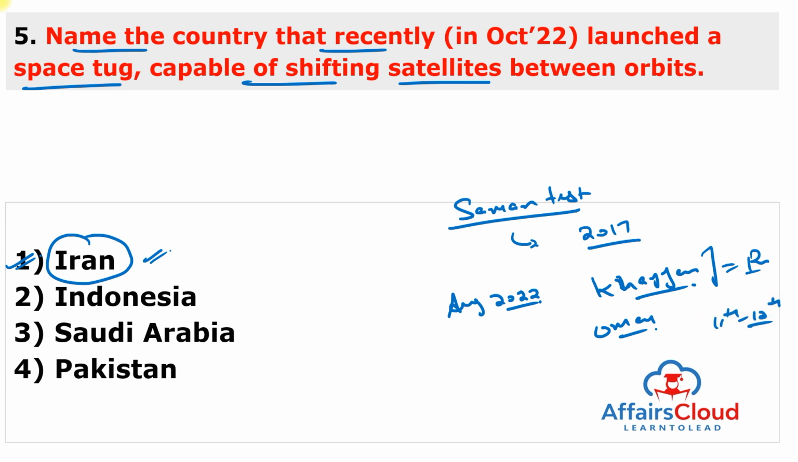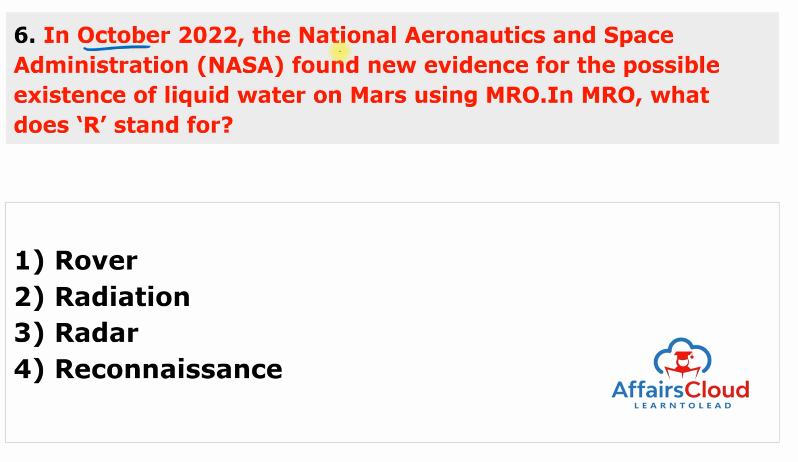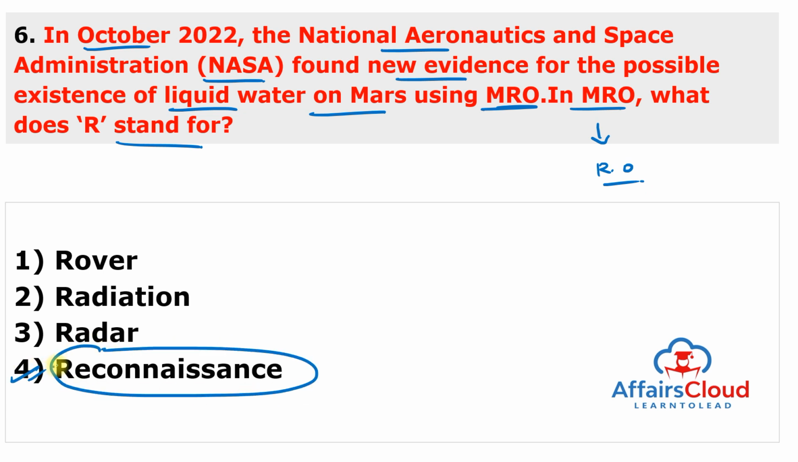Moving to next question. In October 2022, the National Aeronautics and Space Administration found new evidence for the possible existence of liquid water on Mars using the MRO. In MRO, what does R stand for? And what is the meaning of MRO? MRO stands for Mars Reconnaissance Orbiter. So answer of this question is 4. R stands for reconnaissance.